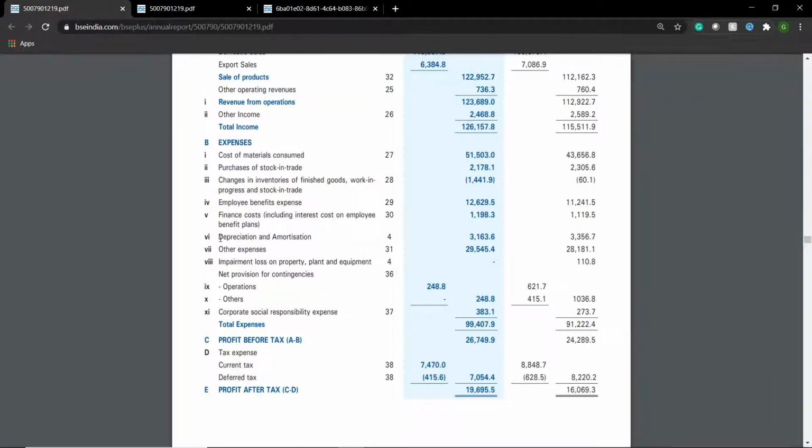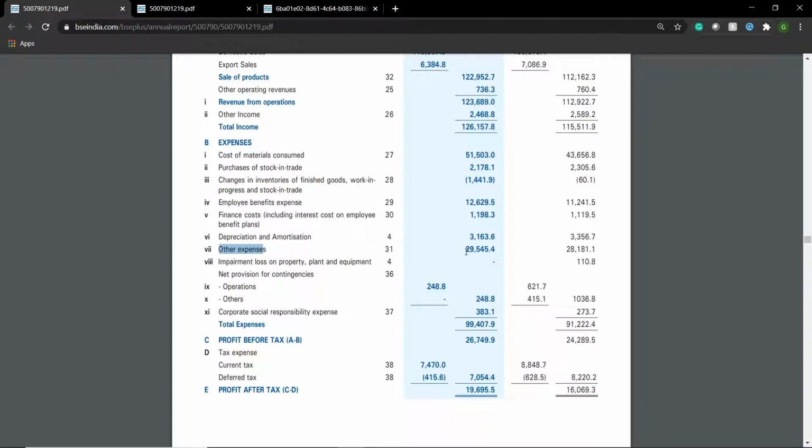And next is the depreciation and amortization, which I already covered in the previous video. Again, this point is not that much of a concern if there is no significant change, and you can leave it as it is. Then other expenses.